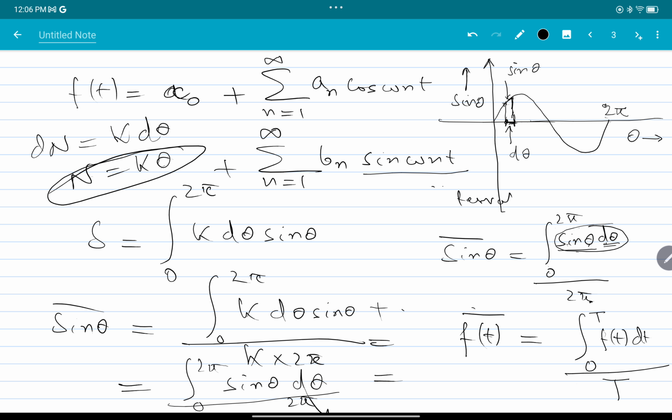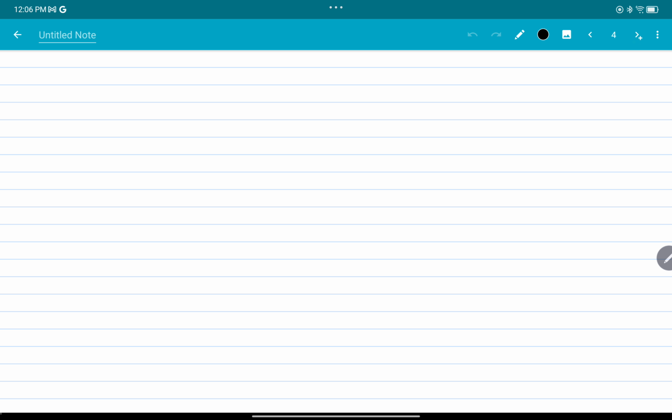Then we go back and see. We can now find some of these average values, which are very useful for us. One is the average value of sine theta d theta from 0 to 2 pi divided by this 2 pi. This will be 0, straightaway 0.